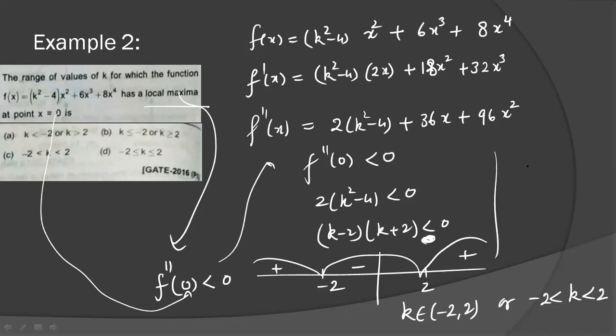I told you the definition of open interval. If x belongs to (a, b), then a less than x less than b. So the C option is correct for it.